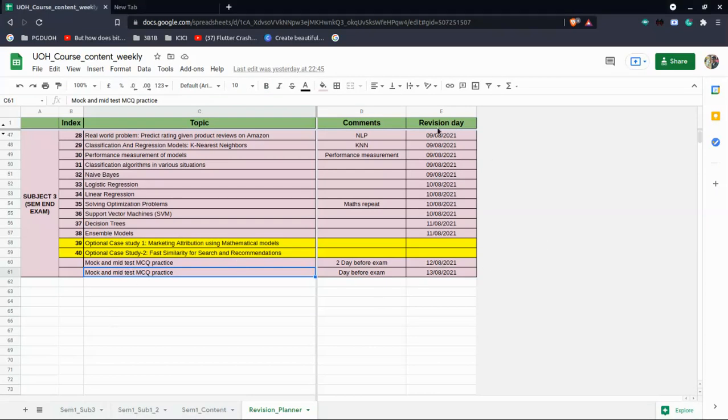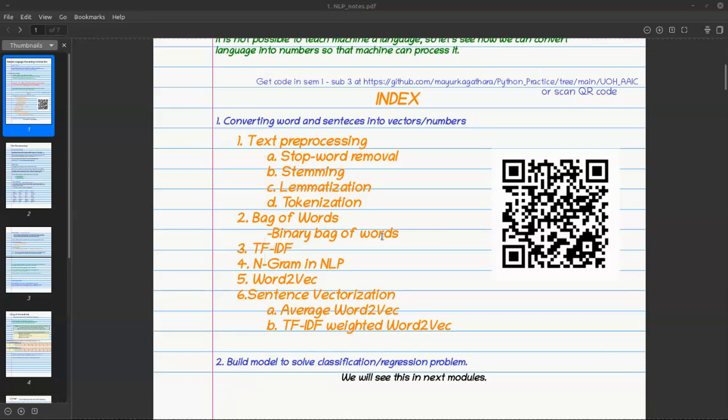So the last 2 days we will dedicate only to the solutions of the mock exam and mid exam. Correct. So let's try to finish up to 9 bias, otherwise we will take 9 bias tomorrow.